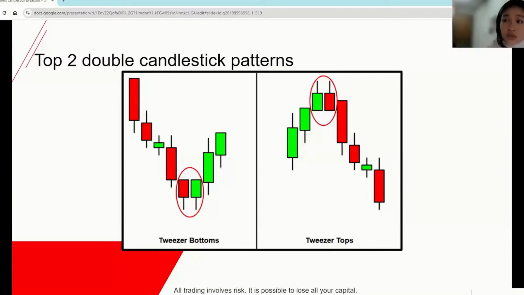Next, your tweezer tops would just be the upside down of your tweezer bottoms, with price moving in an uptrend at first, as signaled by this green candlestick, and then price reversing and moving in a downtrend, following this red candlestick here. Okay.